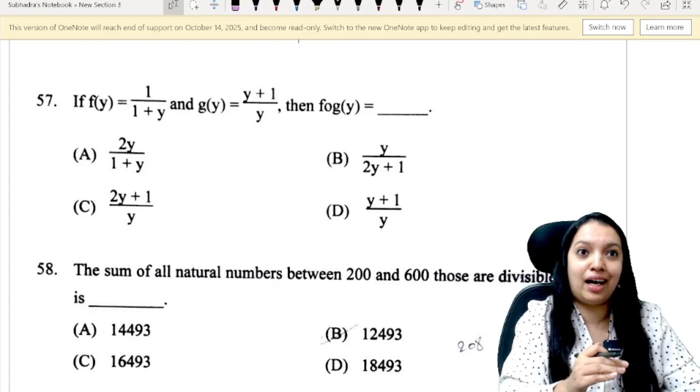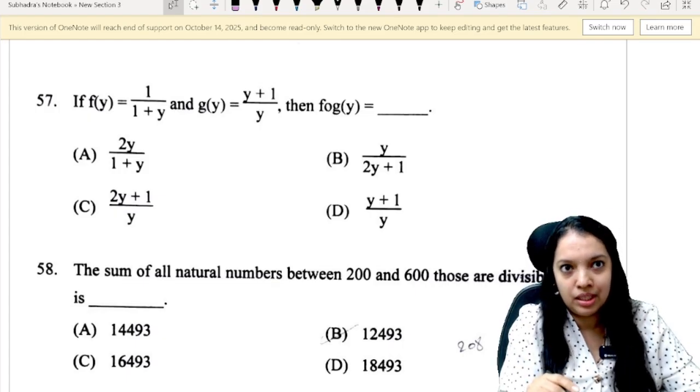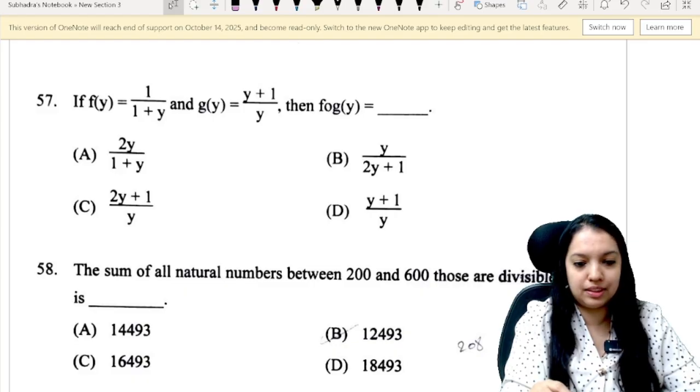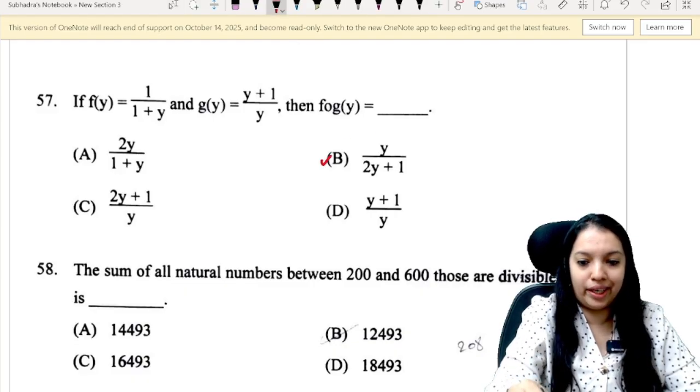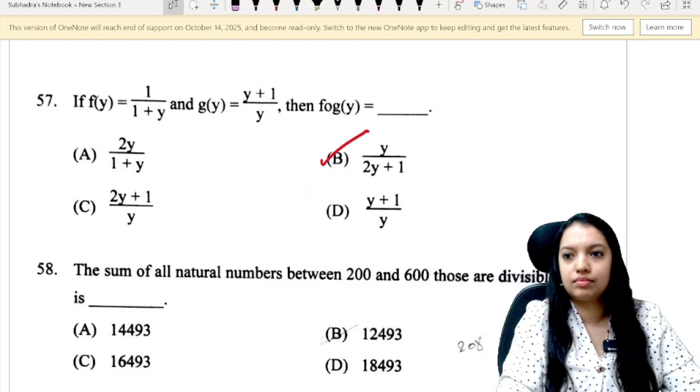Next question is directly picked from an ICAI Material exercise question. In the exercise, you have it in terms of X. Now they have asked you in terms of Y. And the answer for this question is option B, Y divided by 2Y plus 1.